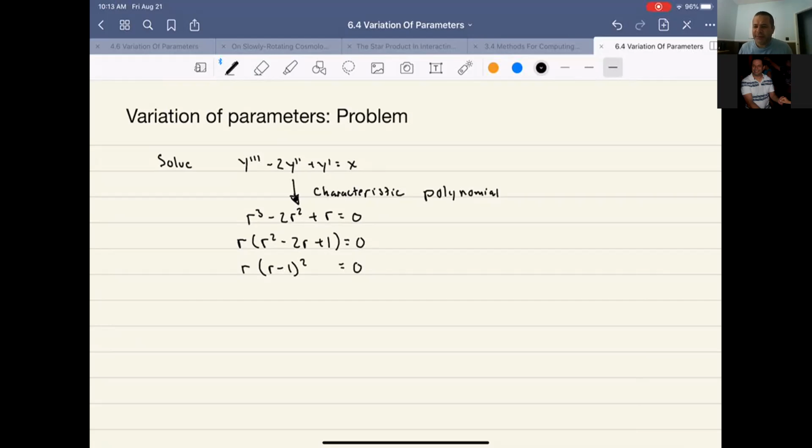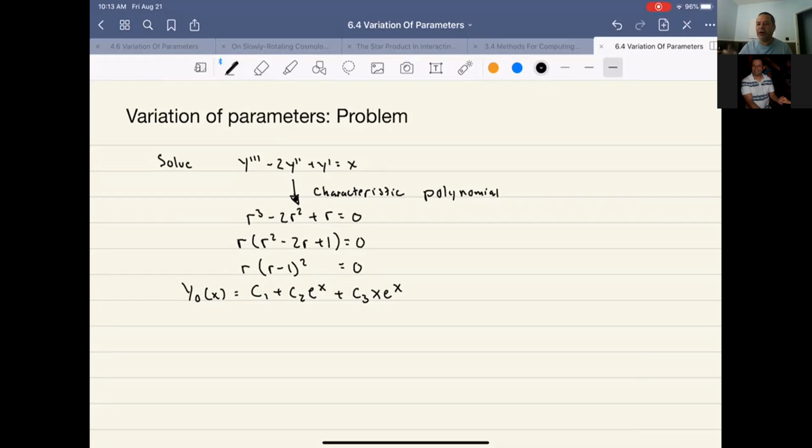Okay, so that means what is our homogeneous solution? Our homogeneous solution is C1 plus C2 e to the x plus C3 x e to the x. So this gives us a root r equals 0, that's the C1. And then we have a double root at 1, so that means we have e to the x and x e to the x.